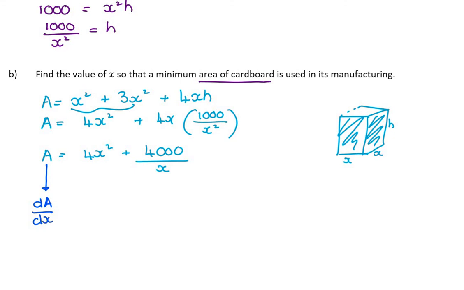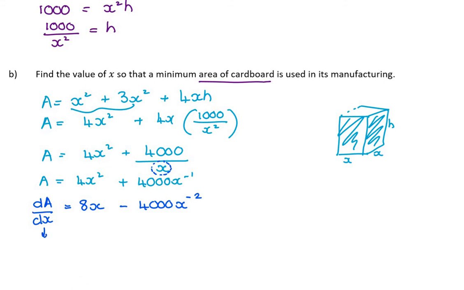Now here's the problem. I can't differentiate yet because this x is at the bottom. So just be careful that you don't launch into differentiation before looking if your function's ready to differentiate. So first, I'm going to bring that x to the top and make its exponent negative. Now I'm ready to differentiate. So for x squared, bring down the 2, 8x, minus 4000x to the power of minus 1, take away 1 is minus 2.